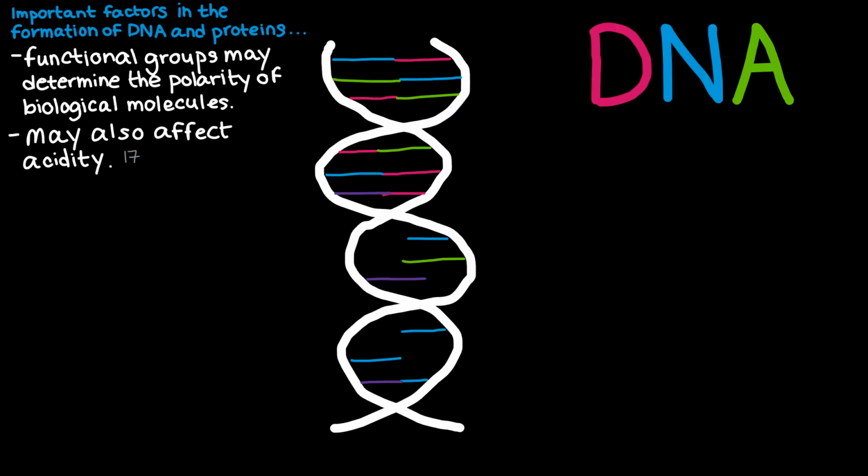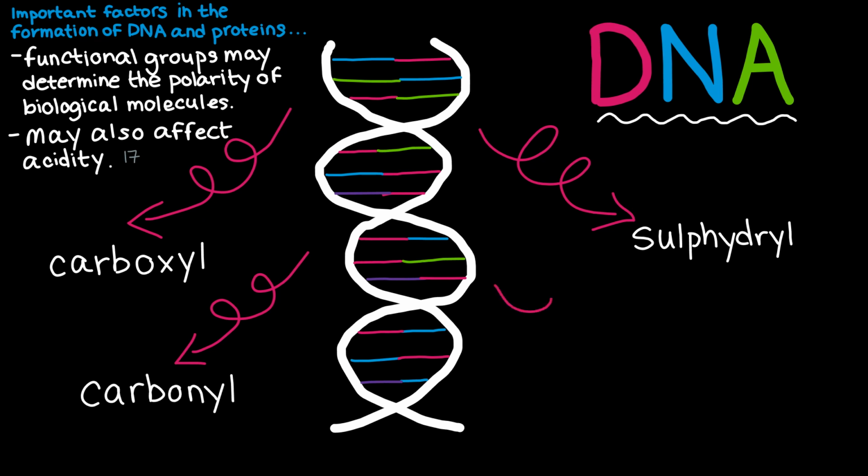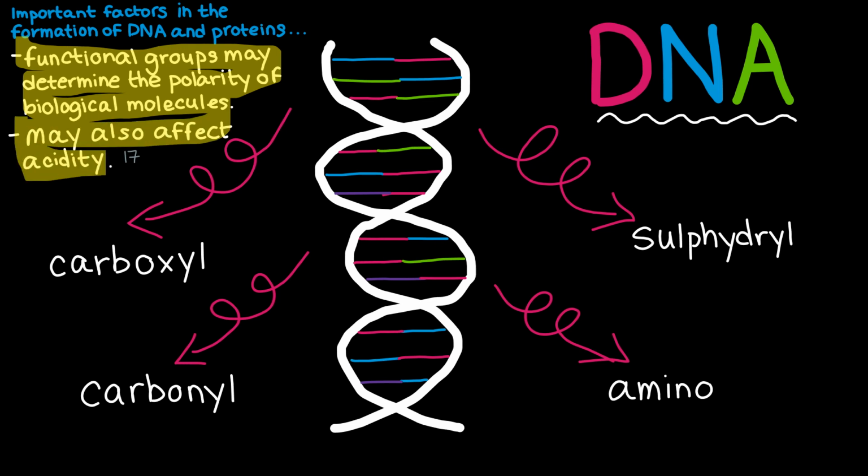So now let's look at DNA. It is full of different types of functional groups, such as carboxyl groups, sulfhydryl groups, carbonyl groups, and amino groups. These are all important factors in the formation of DNA and proteins. So functional groups actually might determine the polarity of biological molecules, and they also affect their acidity.